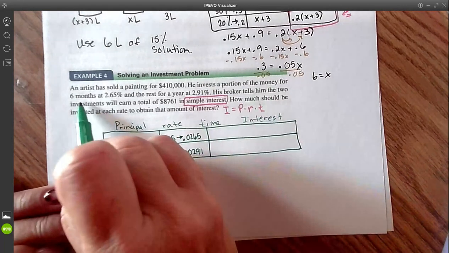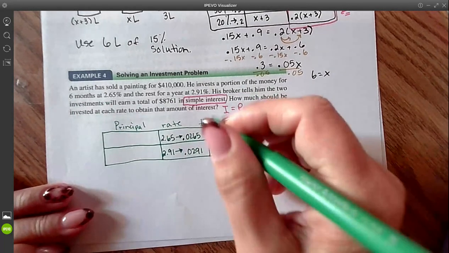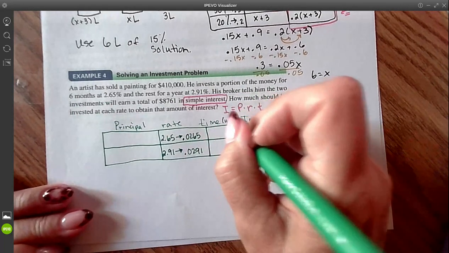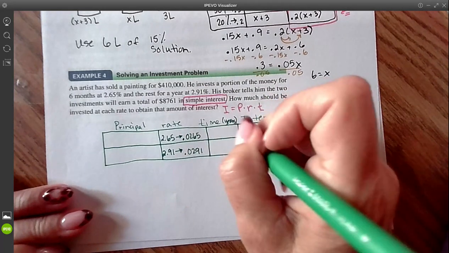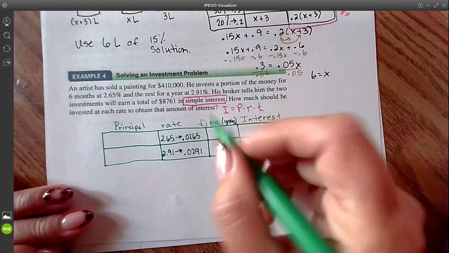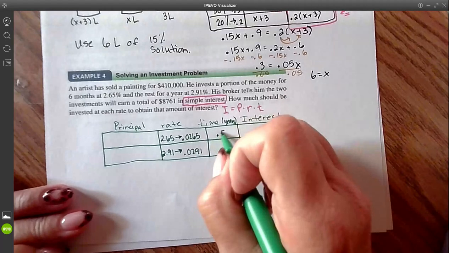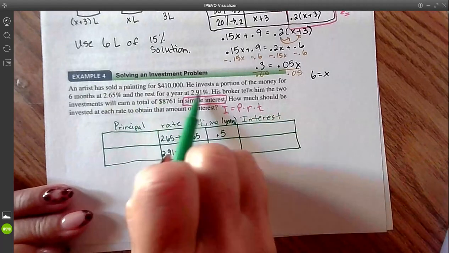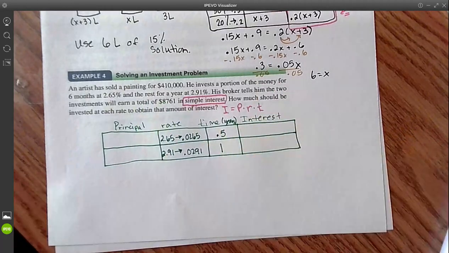He invests for 6 months at 2.65%. So remember that time is going to be in years. So if we are investing for 6 months, that is half a year. So I'm going to put 0.5 there. And the rest for a year at 2.91%. So that time is going to be 1.